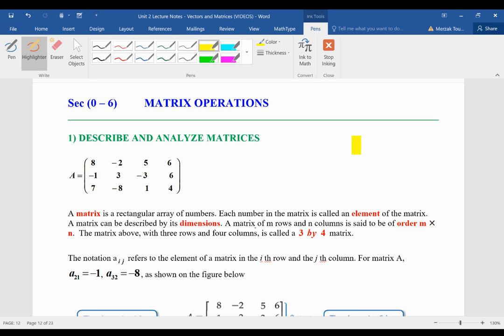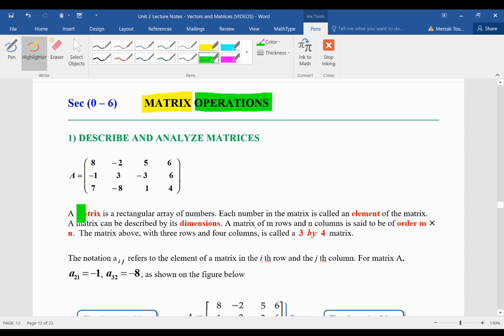Hi everyone. This presentation is on matrix operations. First, we will talk about what a matrix is and some of its properties, and then we move on to operations. In regards to operations, we're going to learn how to add matrices, how to subtract matrices, how to multiply matrices, and also how to multiply a matrix by a scalar, which is some constant number. So let's start with what a matrix is.